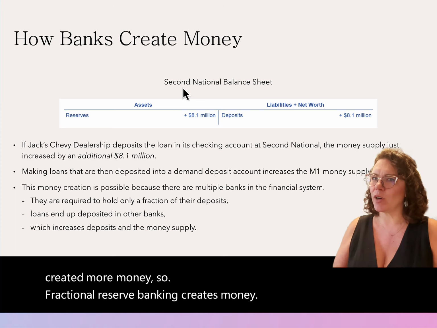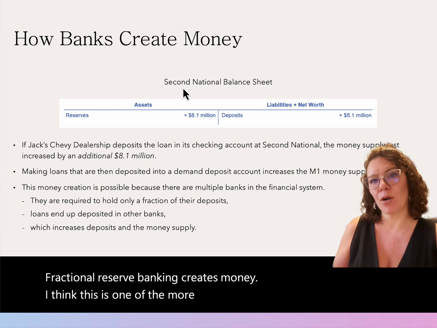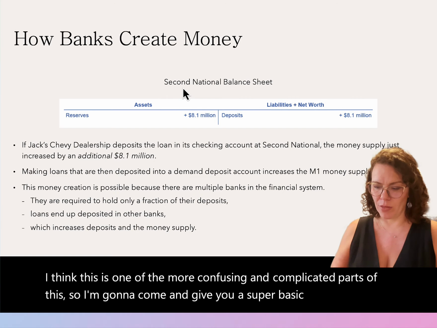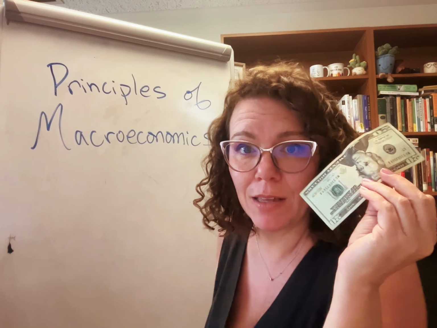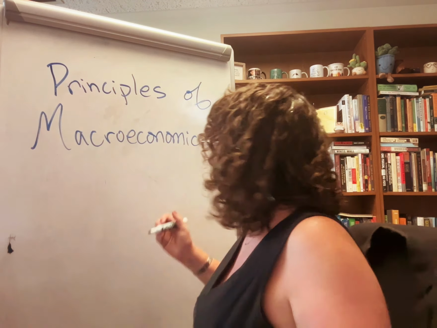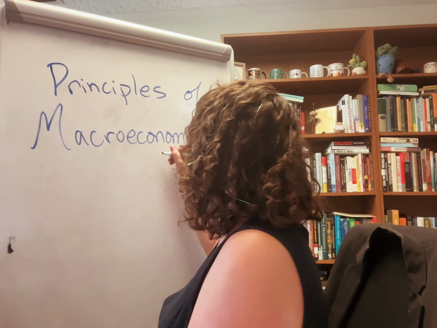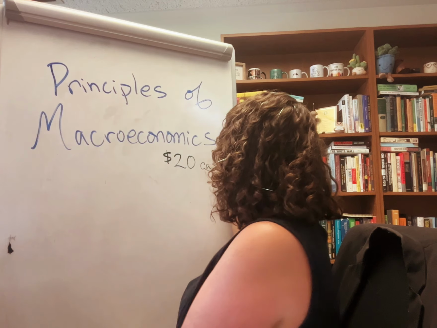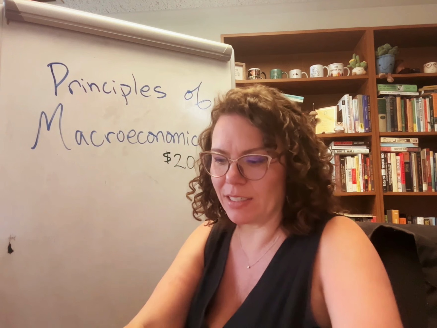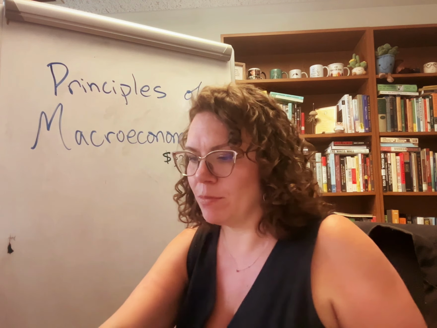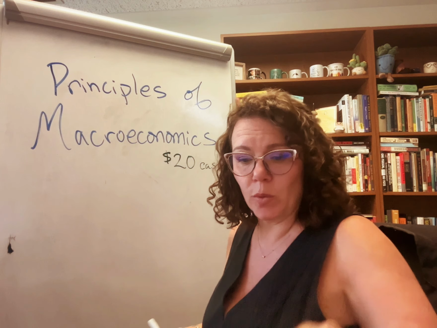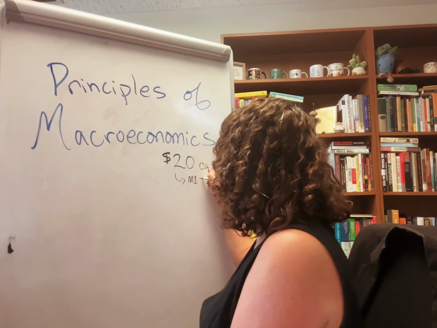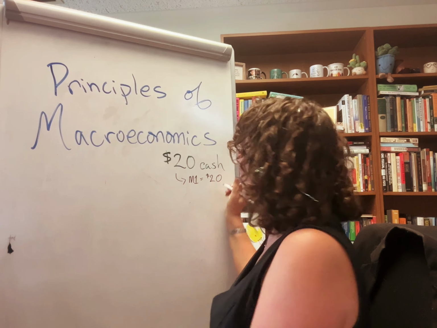I think this is one of the more confusing and complicated parts of this. So I'm going to give you a super basic, simple example on the board. Let's imagine I've got my $20 here. I'm going to start out with $20 cash. If we measure this with M1 and M2, $20 is just $20. That is going to be M1 equal to $20.